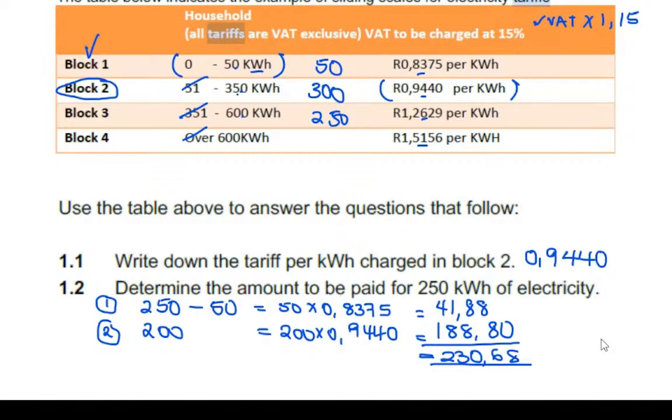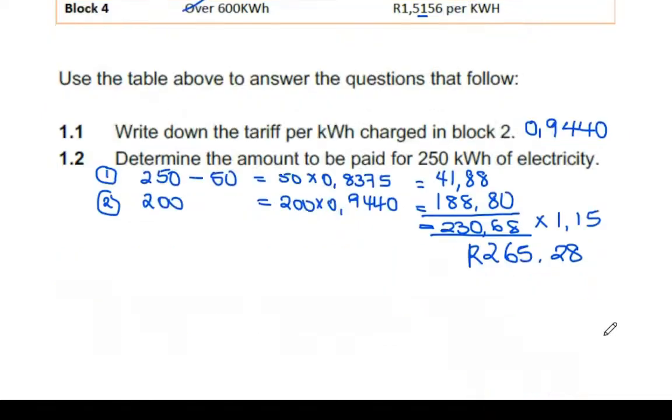But remember, this cost here does not include VAT. You need to include VAT. And we said, including VAT, we multiply by 1,15. And we have our final answer as 265 rands 28 cents. That's how we get this answer here.